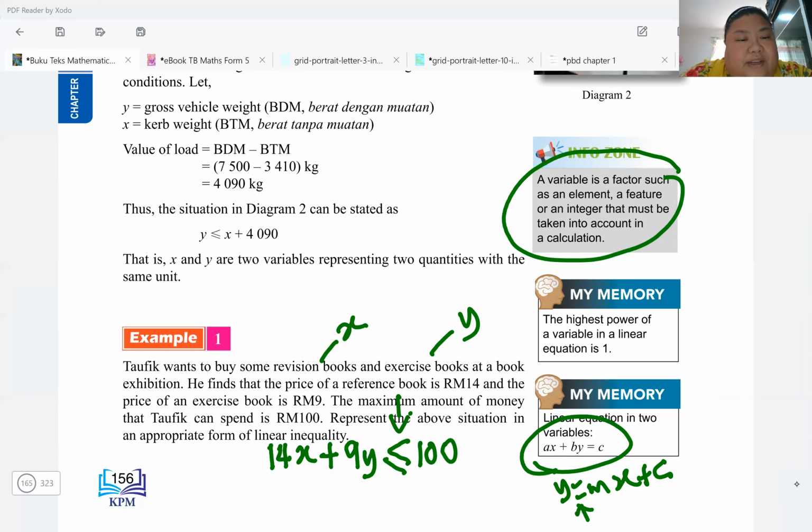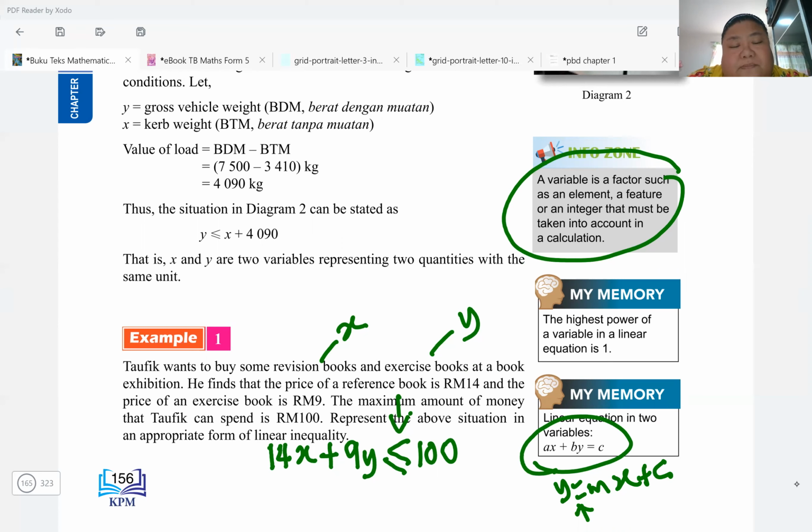Okay, now look at example one. Taufik wants to buy some revision books and exercise books at a book exhibition. He finds that the price of a reference book is 14 ringgit and the price of the exercise book is 9 ringgit. The maximum amount of money that Taufik can spend is 100 ringgit, meaning that he cannot spend more than 100 ringgit.